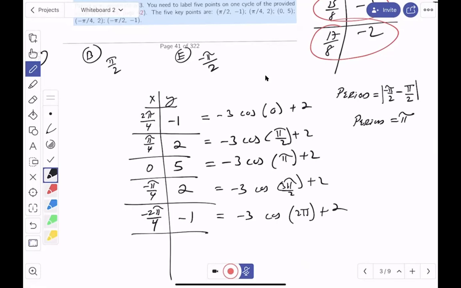That's the distance between beginning and end of it. And the amplitude, what's the most it could be? I'm looking at it. It looks like 5, and the least it could be is minus 1. The distance between is 6, and half of 6 is going to be 3.